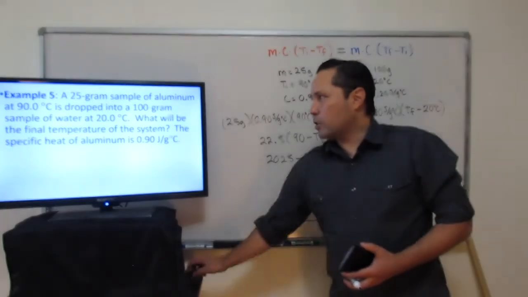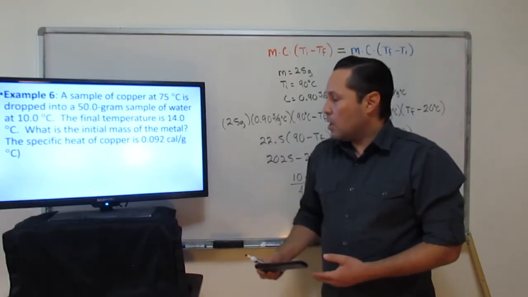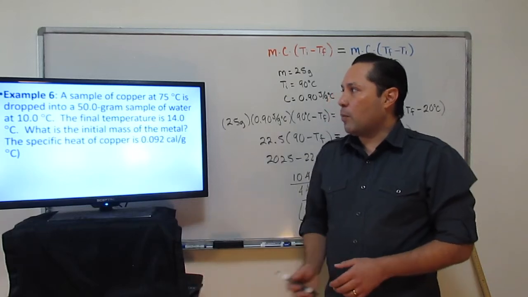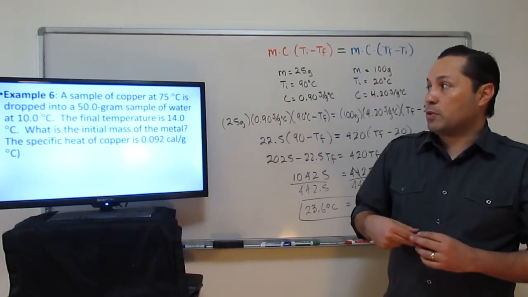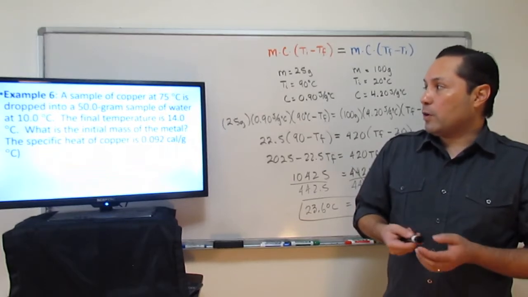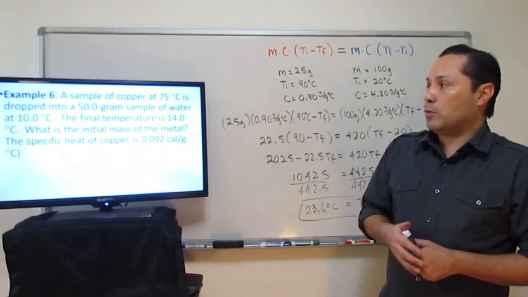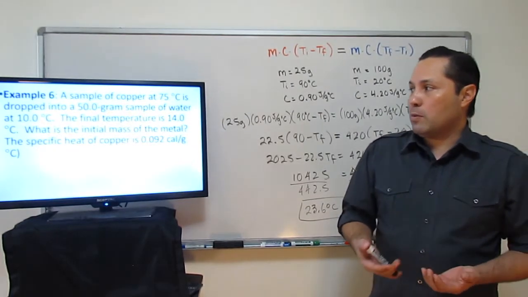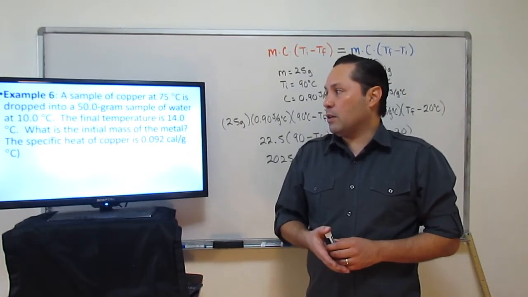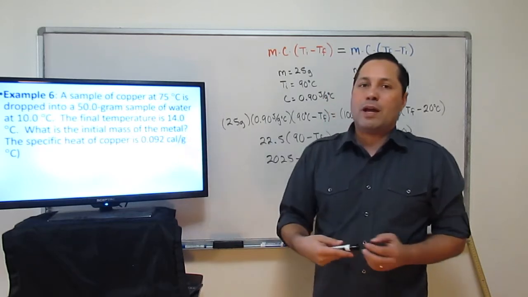Let's move along next to example number 6. In this one, we're asked a very similar question. A sample of copper at 75 degrees Celsius is dropped into 50 grams of water at 10 degrees Celsius. The final temperature is 14 degrees Celsius. That is for both. What is the initial mass of the metal? And they give you the specific heat of copper is 0.092 calories per gram degrees Celsius.